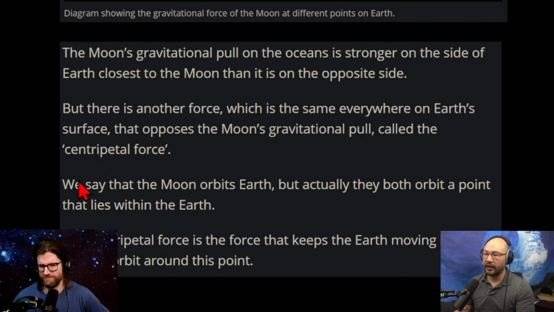Let's get to that. We say the moon orbits the Earth, but actually they both orbit a point that lies within the Earth. I think it's the barycenter. I'm not sure if it's still called the barycenter if it's inside the object, but it's the center of mass point. The centripetal force is the force that keeps the Earth moving in a small circular orbit around this point. Okay. Cool with that, I think.